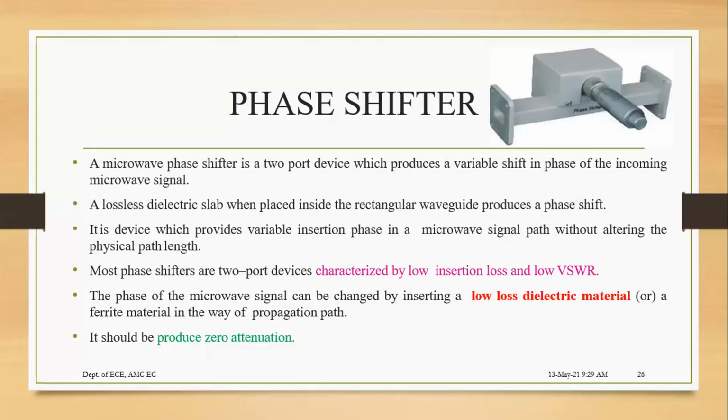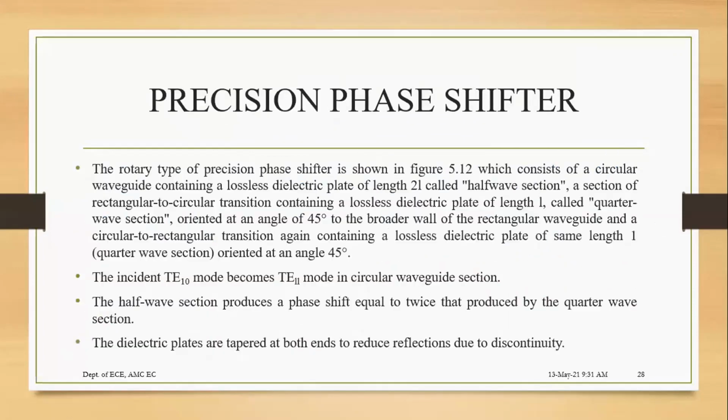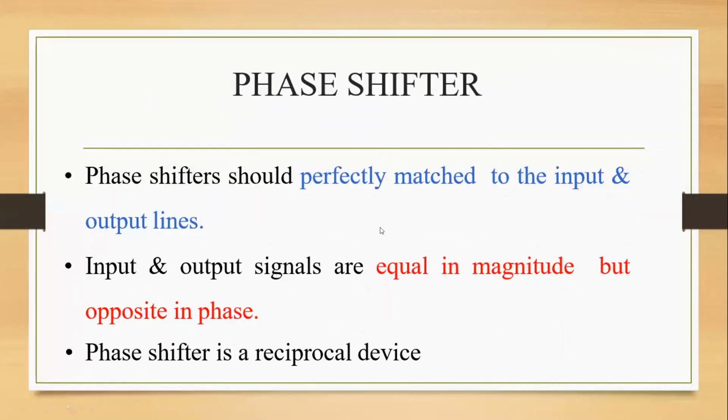The phase of the microwave signal can be changed by inserting a low-loss dielectric material, or you can take a ferrite material in the propagation path, so that it produces zero attenuation. Here, when we consider the phase shifter, it will be perfectly matched to the input as well as the output line. The input and output lines have equal magnitude but opposite phase. We say the phase shifter is a reciprocal device.